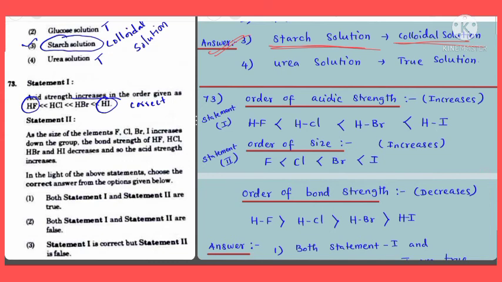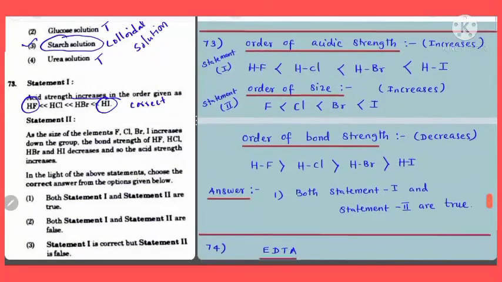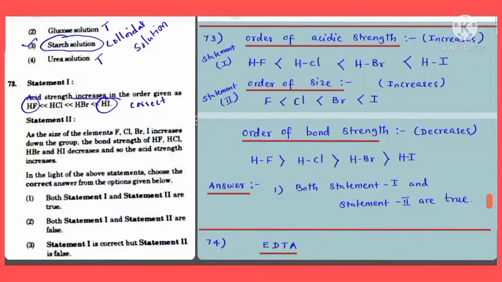HF is weakly acidic. So because of the decrease of bond strength, the acidic character increases down the group. Both statements are true. Statement 1 and statement 2, both are true. So the answer is option 1, both statement 1 and statement 2 are true. Okay, next.